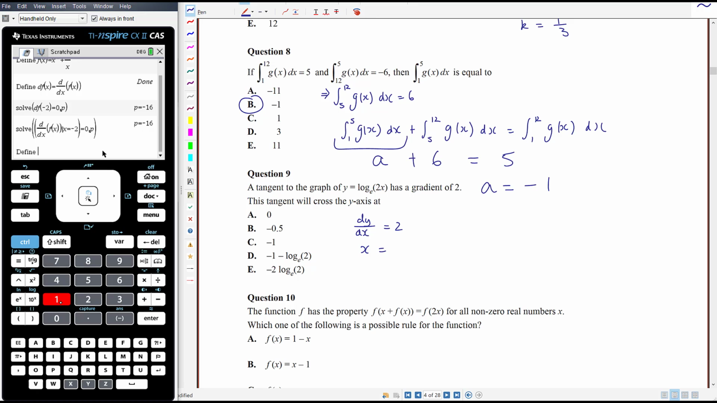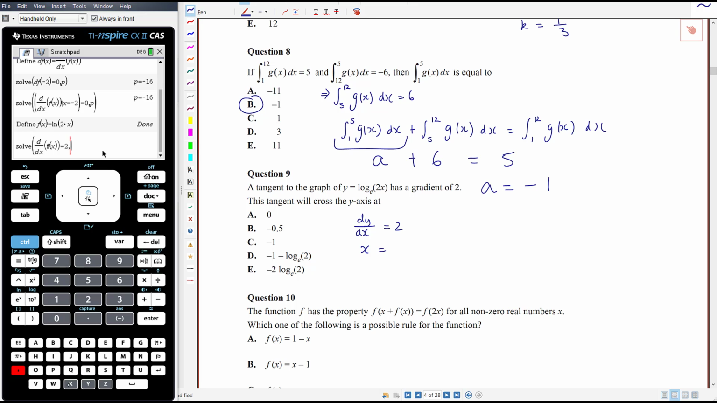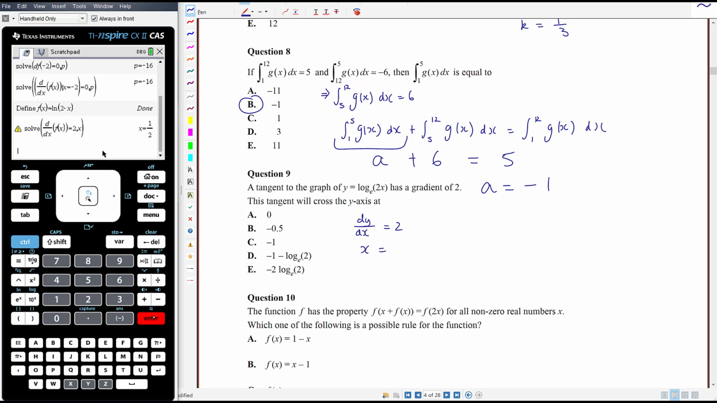So perhaps in this case I might define this function, f(x) equals log e of 2 times x. Okay, so I need to solve the derivative of f(x) equal to 2. Now, I didn't bother to define the derivative as a separate function here, because I'm not trying to solve the derivative at a point equal to something. That's where things get really ugly. So for me, it doesn't save a lot by defining the derivative as a separate function here. Okay, so that happens when x equals 1/2. So the gradient is 2 when x equals 1/2. So therefore, we want the tangent when x is equal to 1/2.